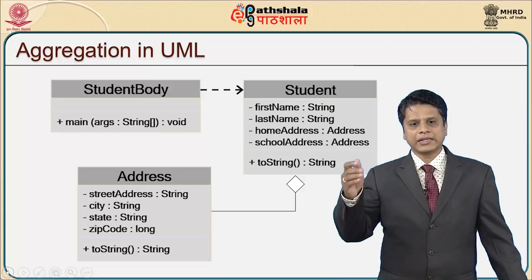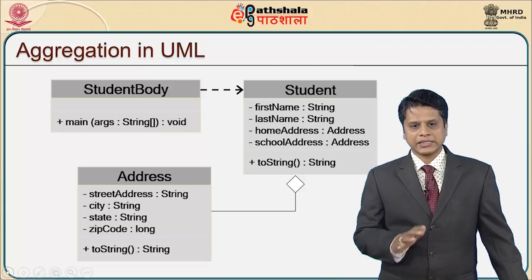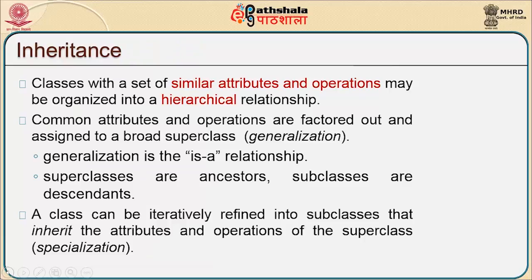So student has a relationship with address as a separate entity. And the third dependency that we are about to create is on the inheritance part of it. Classes with a set of similar attributes and operations may be organized into a hierarchical relationship. So all of these dependencies that we are about to see are part of the hierarchical relationship. Common attributes and operations are factored out and assigned to a broad superclass, which is supposed to be a generalization, which is a relationship type.